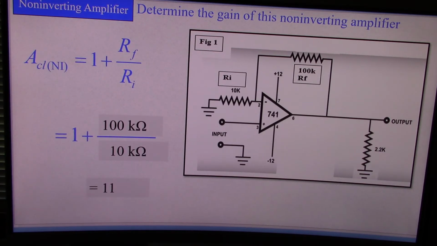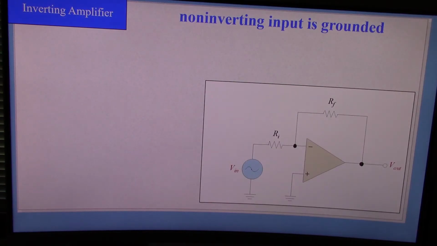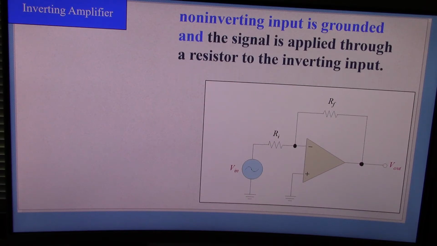So with those numbers, the gain of this amplifier is 11. In this case, we are inverting. We are grounding this non-inverting input, and we are applying the signal through the inverting input. So we have an output which is inverted.